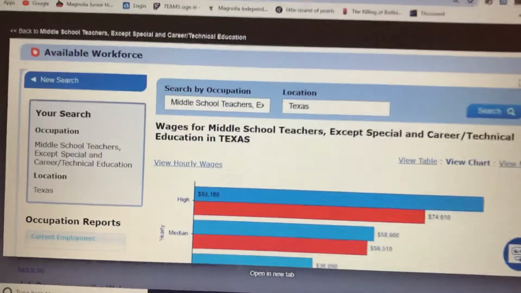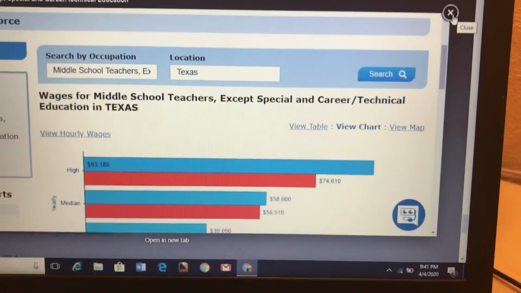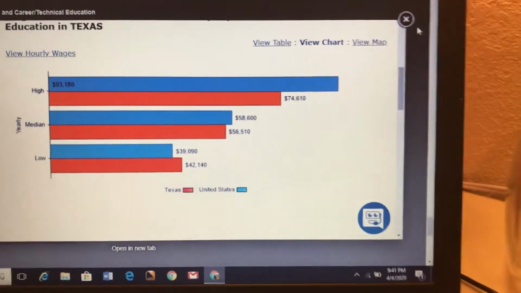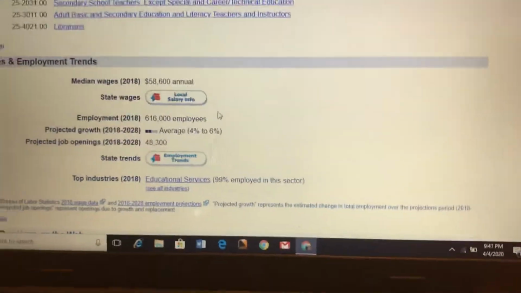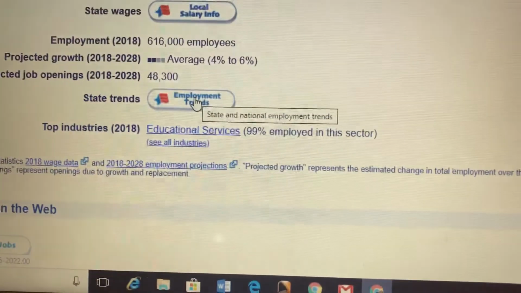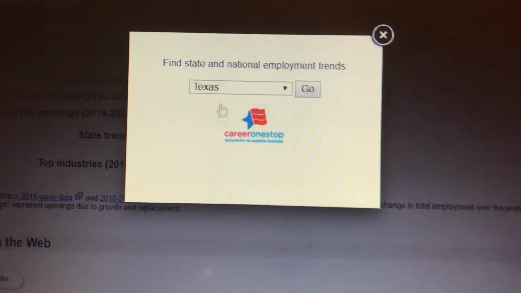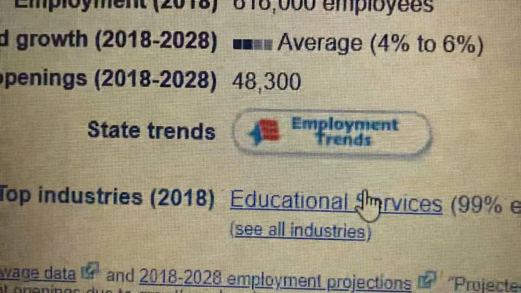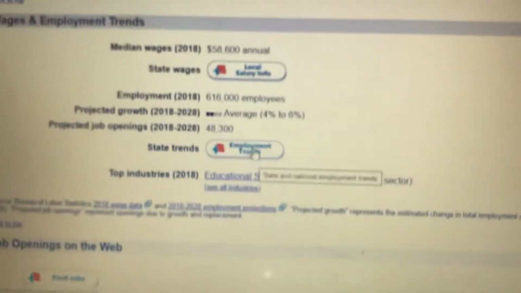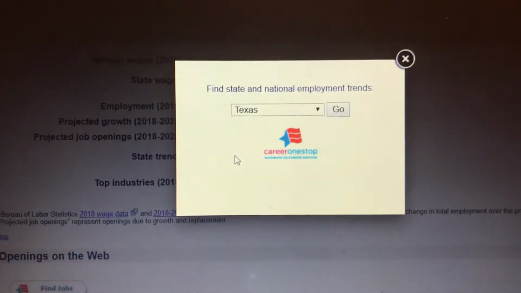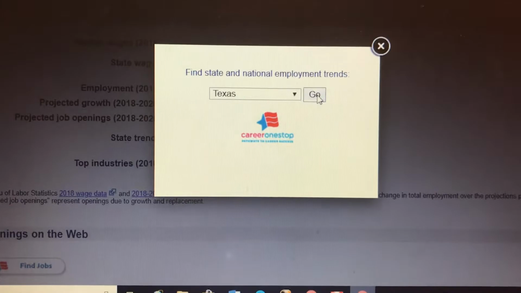Okay, so you can do that for every job, and it will also show you job availability. Here where it says state trends, employment trends, meaning what kind of jobs are available in your state to do this particular thing.